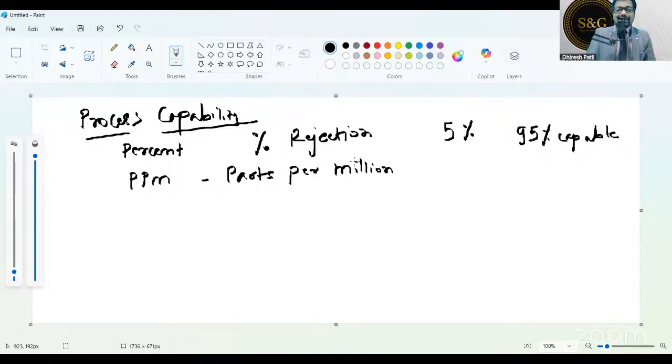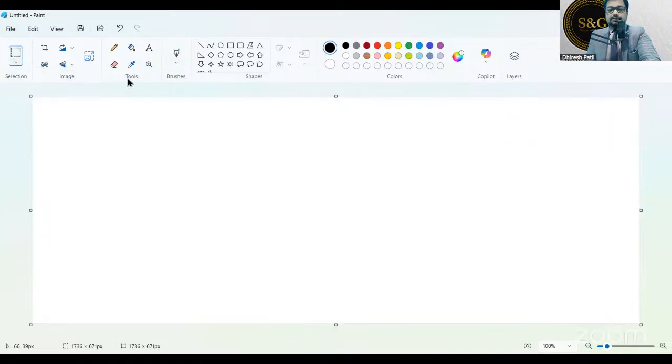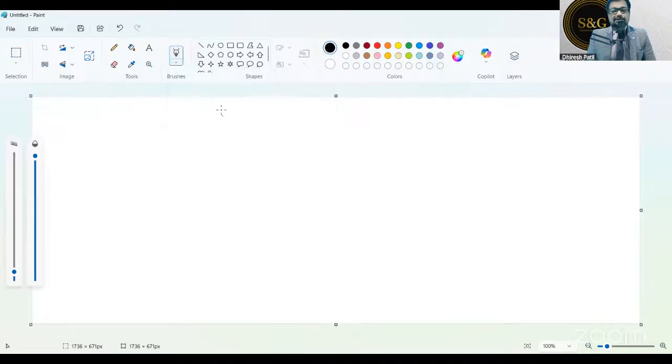And after that came Cp and Cpk. The first is Cp, which is potential process capability. Walter Shewhart basically started this and put across this Cp formula.